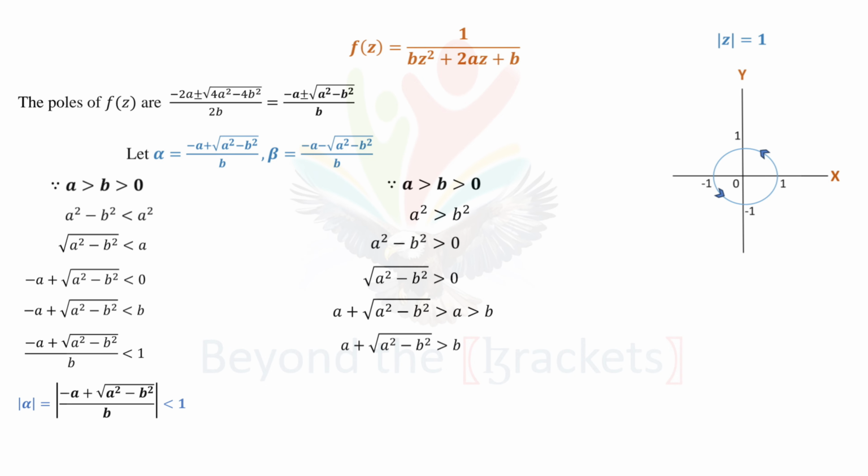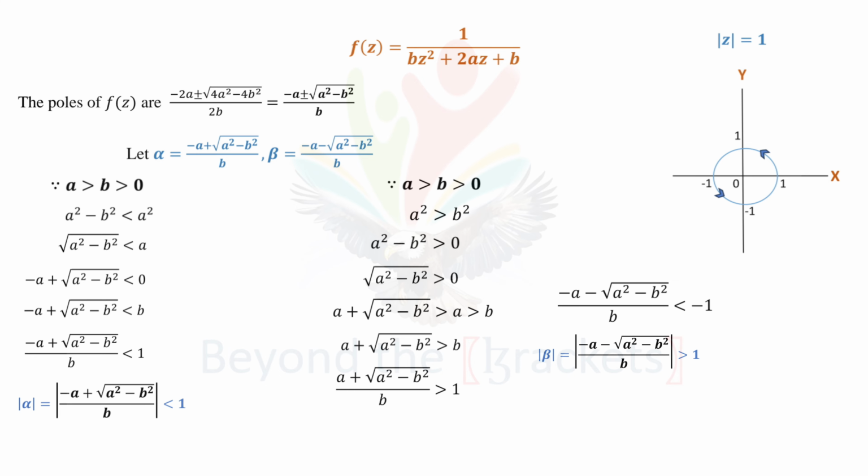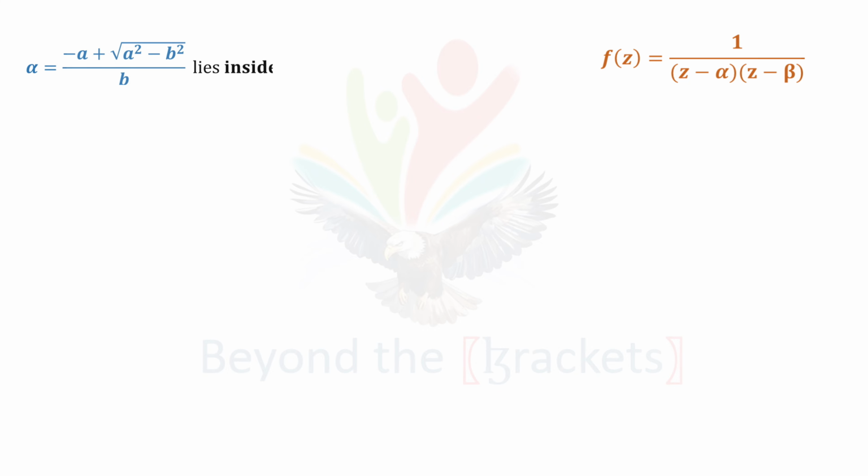Dividing by b on both sides, we have a plus square root of a square minus b square by b is greater than 1. Taking negative sign on both sides reverses the inequality. Minus a minus square root of a square minus b square by b will be less than minus 1. So we have got beta as less than minus 1, so modulus of beta will be greater than 1. So alpha lies inside the given circle and beta lies outside the given circle.